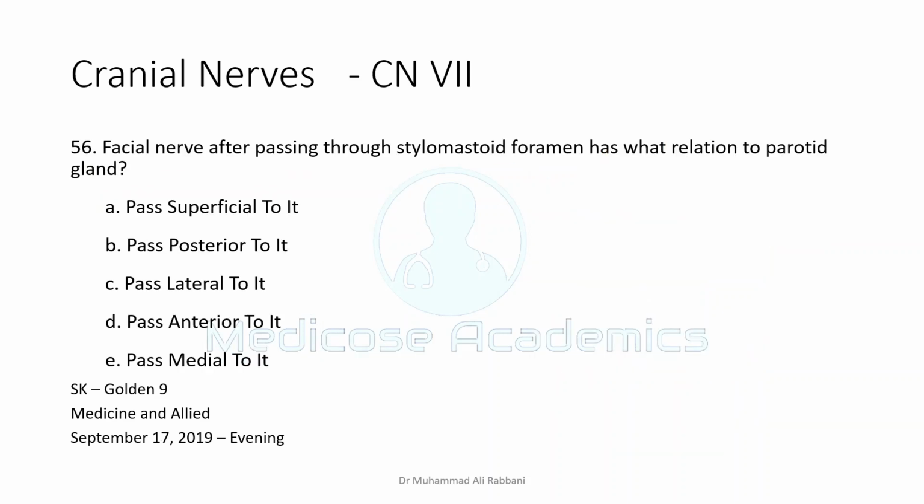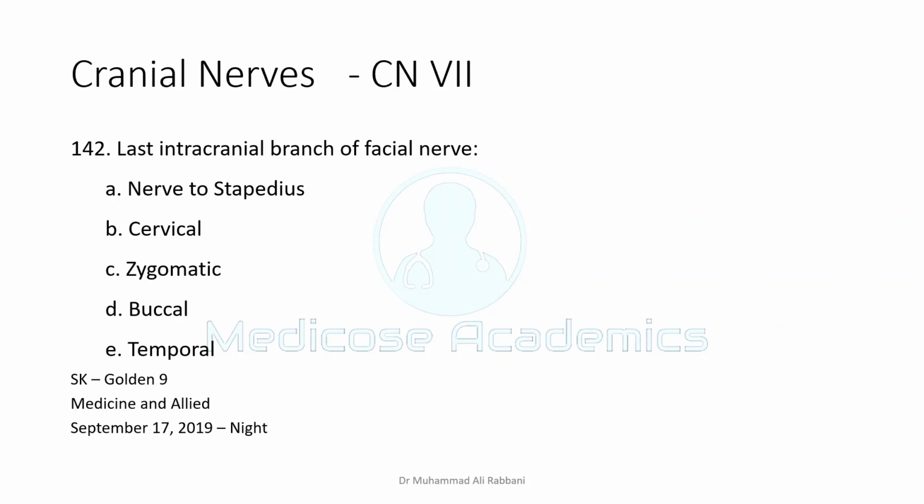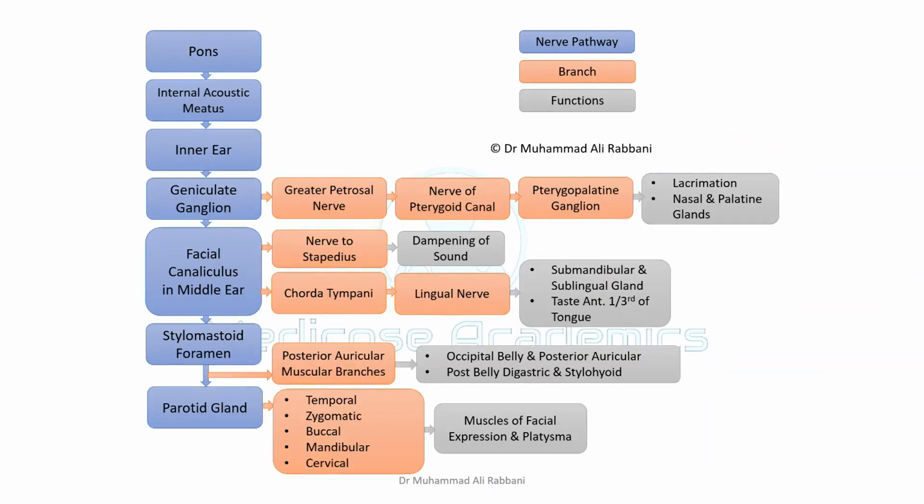The facial nerve, after passing through the stylomastoid foramen, has what relation to the parotid gland? We discussed it in the parotid region also. It is related posteriorly. By the way, the facial nerve is a very important nerve, and I have made this. You can take a screenshot of it. I have noted the different parts of the cranial nerves and where they pass. You should read it in detail.